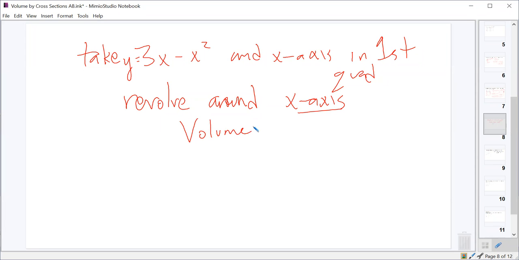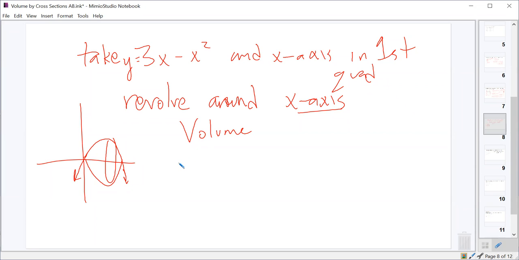So what does 3x minus x squared look like? Probably already graphed it, right? It should look like this. That's the parabola. So we're going to take this region right here, and we're going to revolve it around the x-axis so that we get a bunch of circles. Good or no? Good.